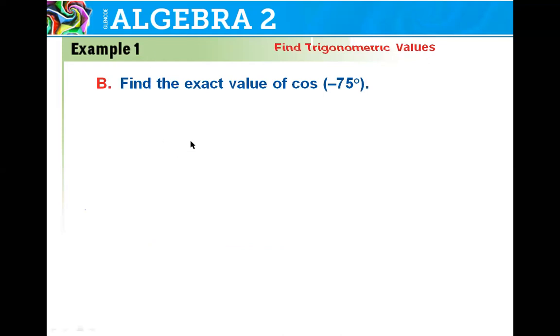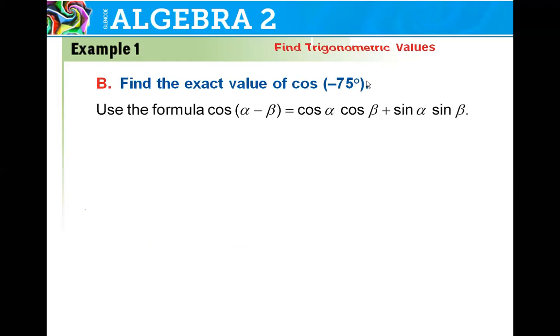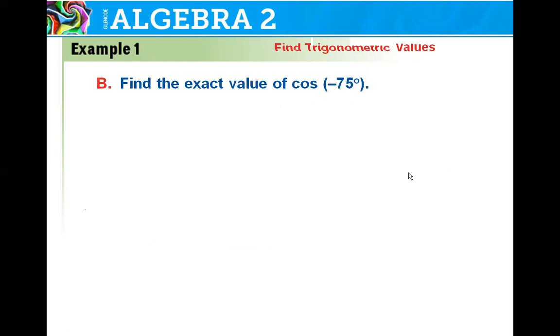The next example. Find the exact value of cosine negative 75. I'm going to Khalid Al-Harbi. Yes, Mr. Okay, I need to find the cosine of this angle. So we will use the difference. We'll use what? The rule. Yes, the difference of cosine.